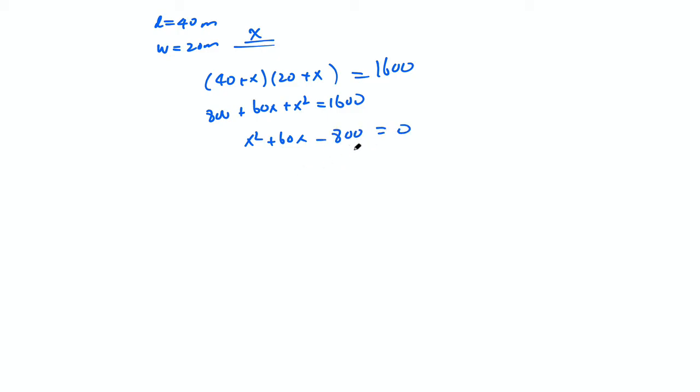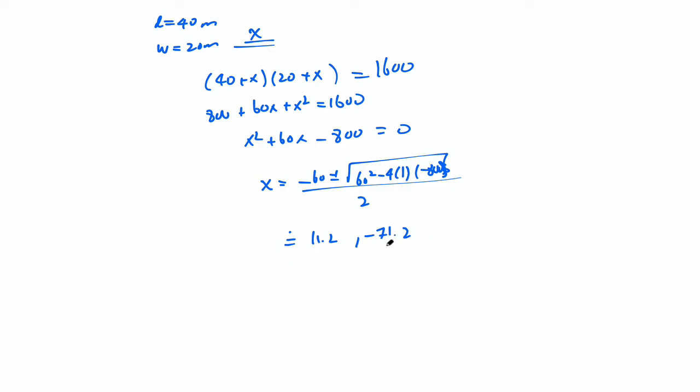Okay. So you cannot factor this, so you need to use the quadratic formula. A is 1, B is 60, and C is minus 800. So we get that x is equal to minus 60 plus or minus square root of 60 squared minus 4 times 1 times minus 800 all over 2 times 1. Okay, so if you plug this into your calculator, you'll get approximately these two values.